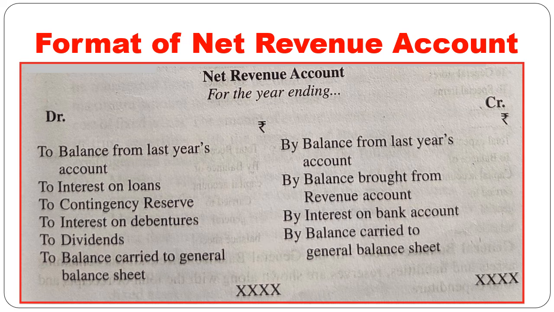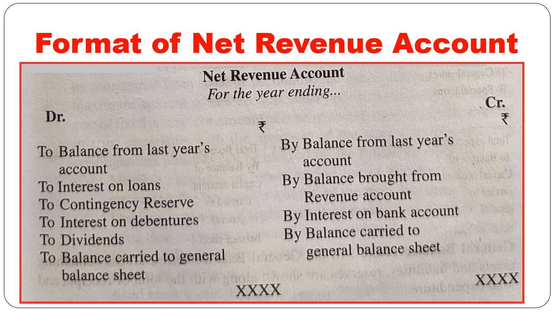And this is the format of net revenue account. Net revenue account, same, debit and credit. On the debit side, we will write the balance from last year's account, the last year revenue account balance. Either of these two, debit side or credit side, will come. Then on the debit side: interest on loan, contingency reserve, interest on debentures, dividends, and balance carried to balance sheet, the balancing figure.